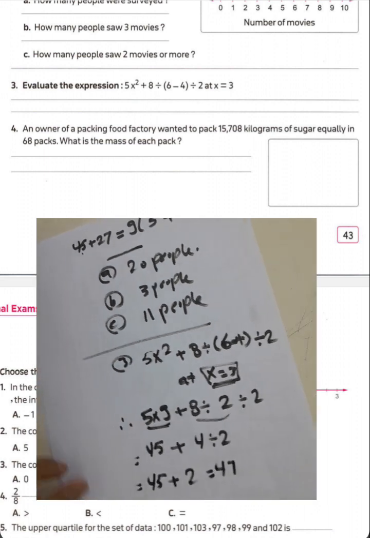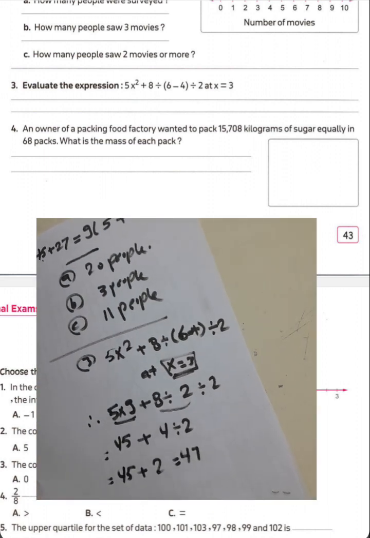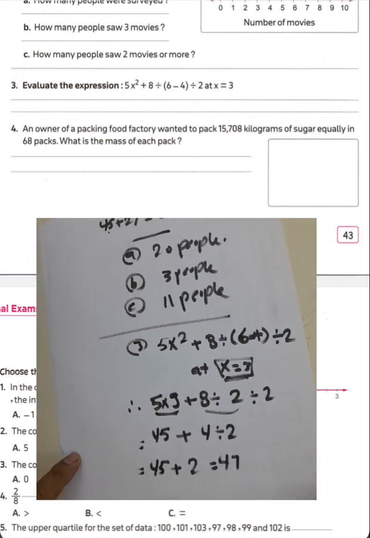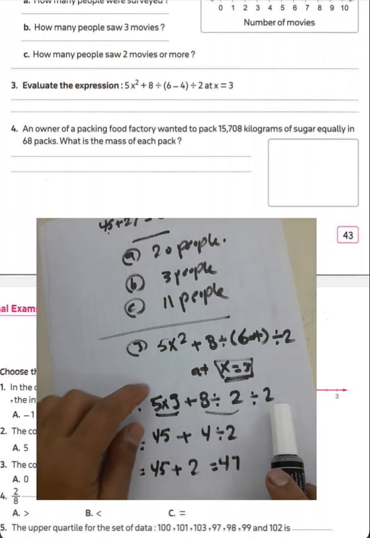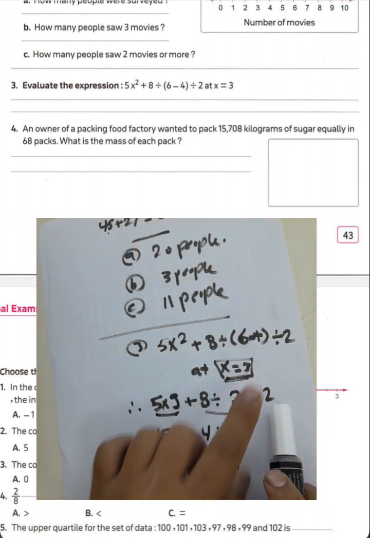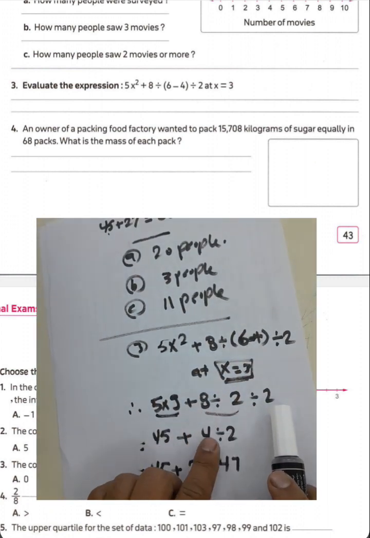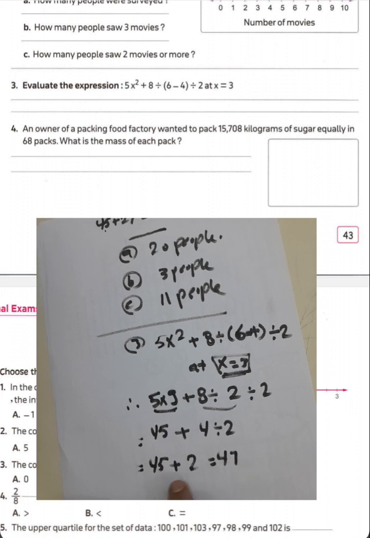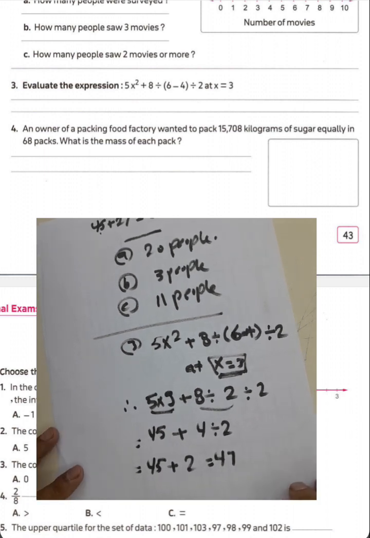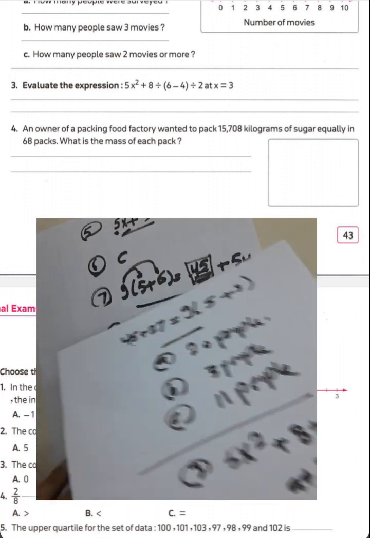This is the order of operations. We know parentheses first, exponents next, multiplication and division in the same step, then addition and subtraction from left-hand side to right-hand side, first come first served in this operation. Parentheses first here, 6 minus 4 equals 2, and 8 divided by 2 equals 4, and 5 times 9 is 45. 45 plus 4 divided by 2, and 4 divided by 2 equals 2, 45 plus 2 equals 47. Question number 4, it's the last question here.